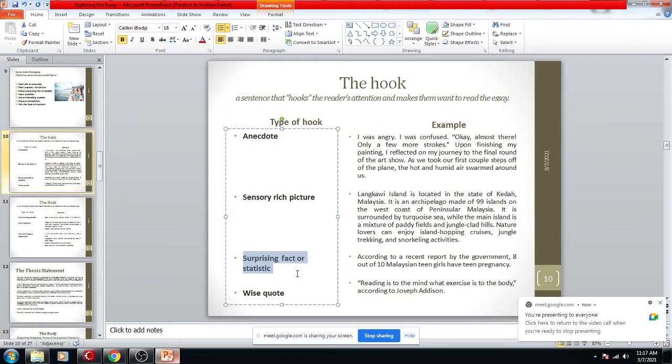Surprising fact or statistic. Sharmila, read the example. According to a recent report by the government, 8 out of 10 Malaysian teen girls have teen pregnancy.